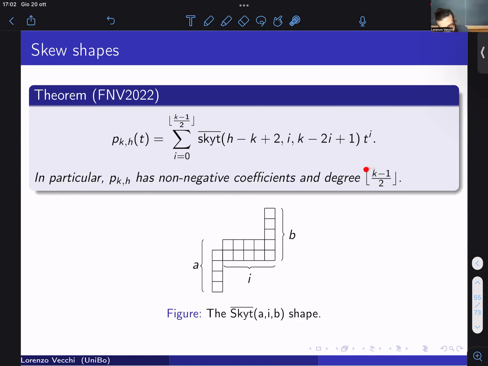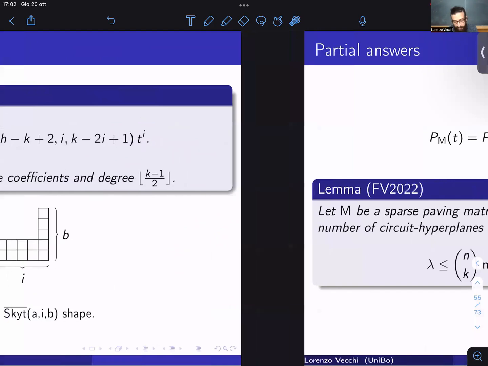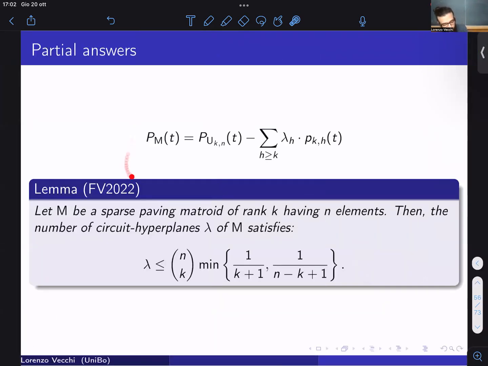So we know that after i equals (k minus 1) over 2, we have 0 legal fillings. And so we also know that the degree of this polynomial is exactly what we want. This is great because now we can take our formula for all paving matroids back. And now that we have the non-negativity of the coefficients of these polynomials and we know the degree of this polynomial, we can give an answer to all those open problems that I showed you before.